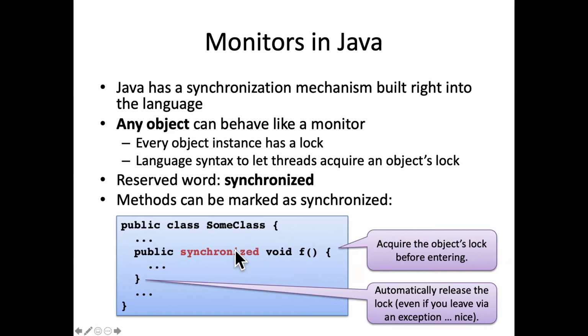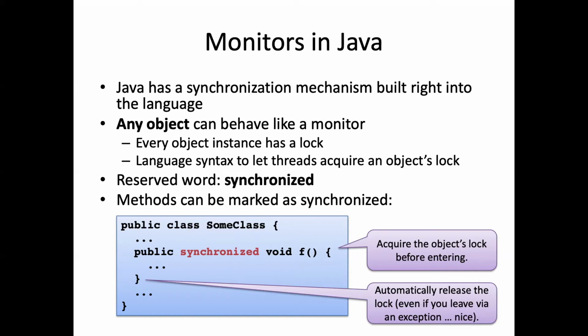Sticking the word synchronized there automatically gets the compiler to do that for you, so you don't have to write code to acquire the lock, other than what I said here. Another nice thing compared to C is Java will write code to automatically give up the lock when you leave this method. So even if you've got multiple returns from this method, you don't have to worry about forgetting to give up the lock. Java will take care of that for you.